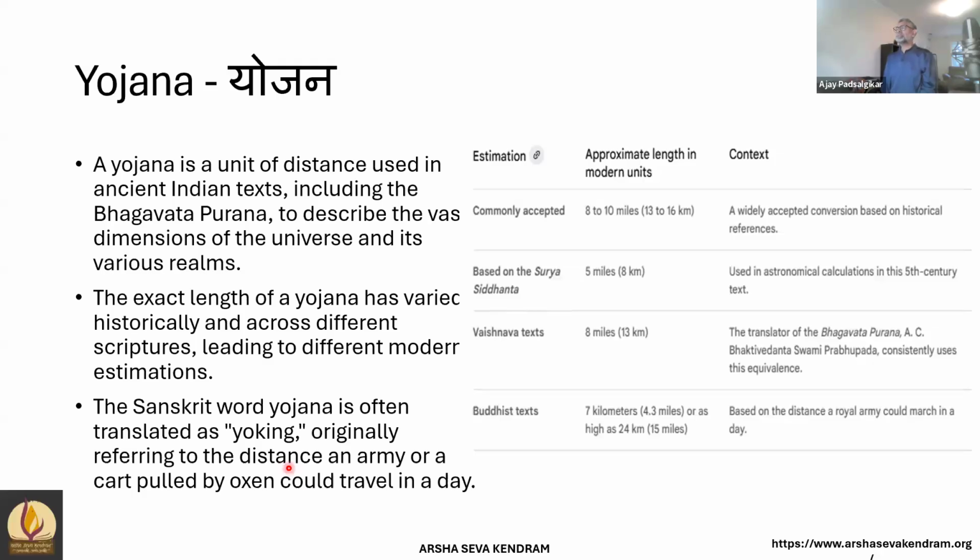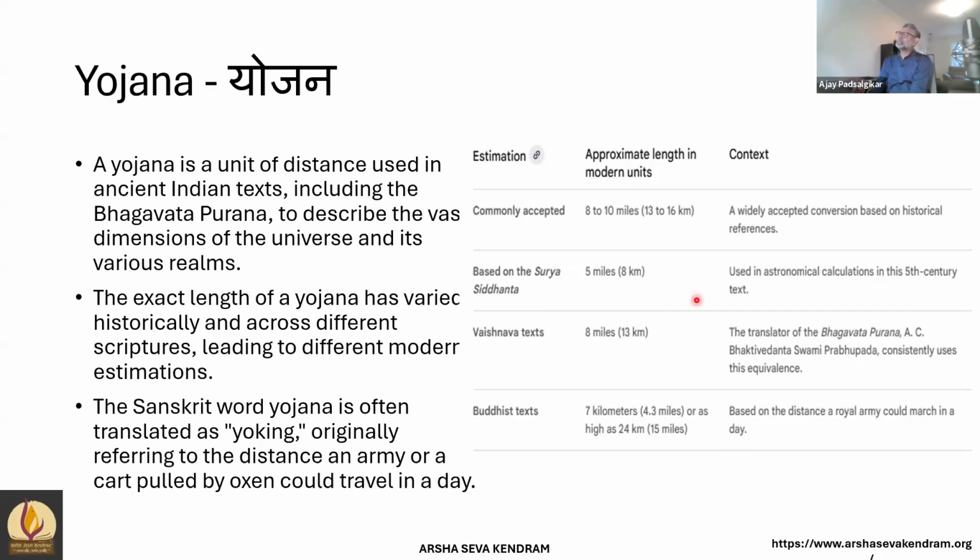Okay, so one of the things that the Puranas use tends to be the unit of yojana. This is a very familiar unit that has been used in many of the ancient Indian texts. It is very frequently used in the Bhagavata Purāṇa, and it has been used to describe the dimensions, the vastness of the universe. It also has been used to look at various other realms within the Brahmanda, within the Bhumandala, and so on.